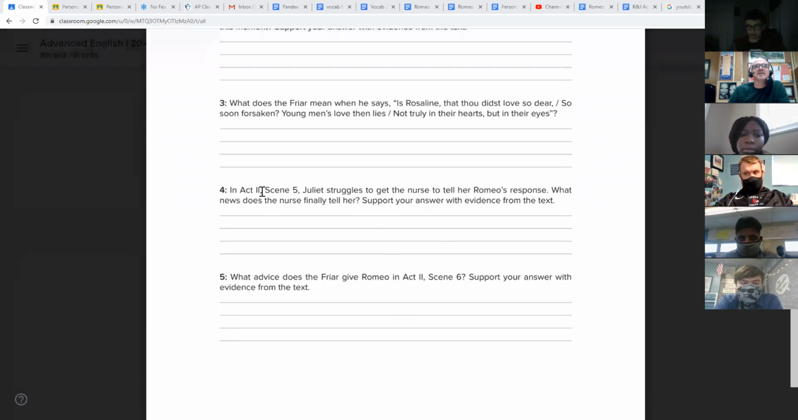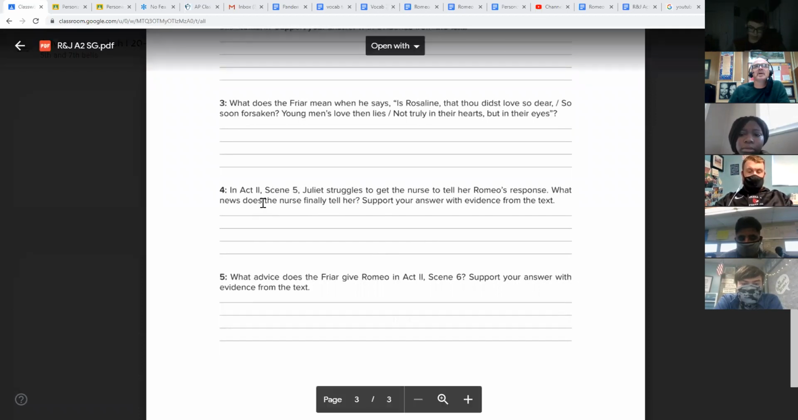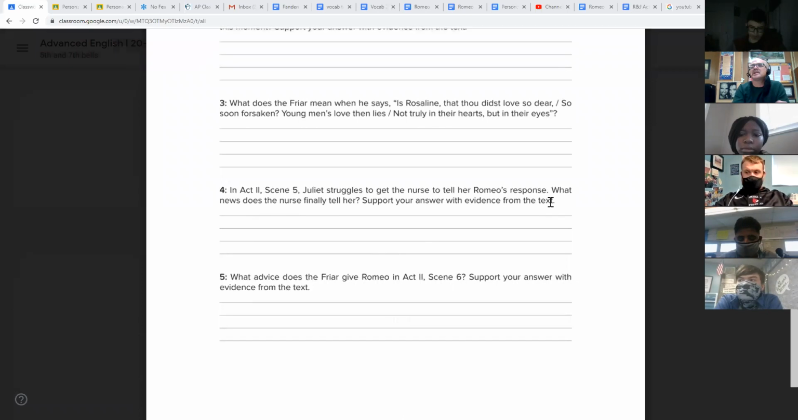On to number four. In scene five, Juliet struggles to get the nurse to tell her Romeo's response. What news does the nurse finally tell? So she complains about her aching bone after she talks to Romeo, right? And Mercutio makes fun of her and is really rude to her. Romeo finally tells. Well, what does Romeo tell the nurse?